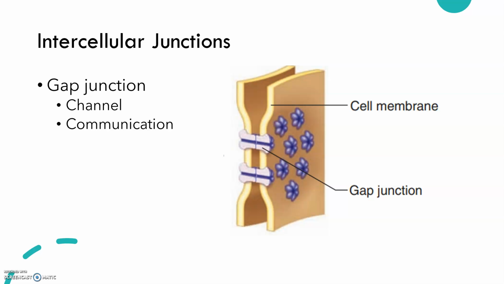These gap junctions can also be seen in nervous system cells. However, they're very important in cardiac and smooth muscle cells.